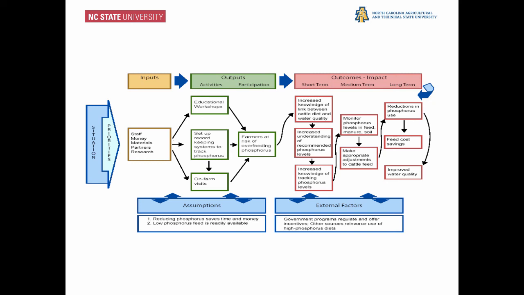So looking at the outcomes section, in the short term, there will be an increase in knowledge of the link between cattle diet and water quality, increased understanding of the recommended phosphorus levels, and increased knowledge of tracking phosphorus levels. Intermediate outcomes include changes in behavior. In this situation, the farms would monitor their phosphorus levels in feed, manure, and soil, and make appropriate adjustments to cattle feed. Finally, the long-term outcomes would be changes to condition, including reductions in phosphorus use, feed cost savings, and long-term environmental impact of improved water quality.